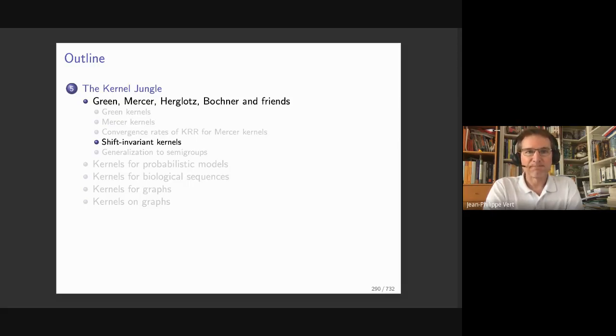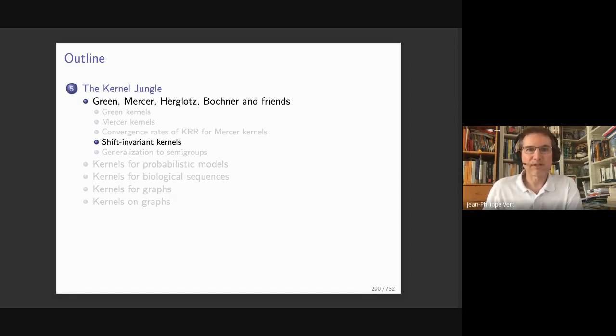Hello, everybody. So after the green kernels and the Mercer kernels, today we're going to introduce a third broad class of kernels called shift invariant kernels, which will allow us to study new kernels that we did not have the occasion yet to study in detail, like the Gaussian kernel, and describe the RKHS of the Gaussian kernel.